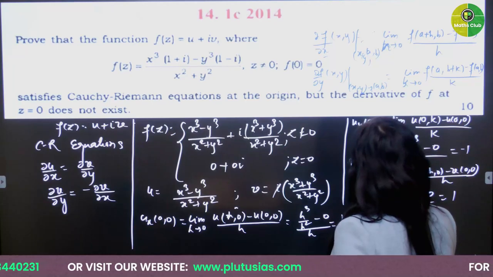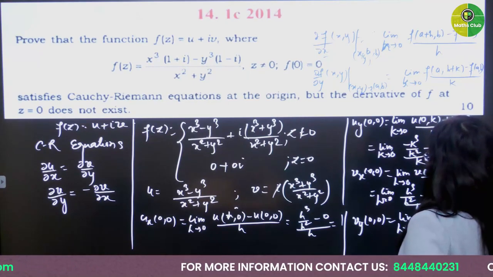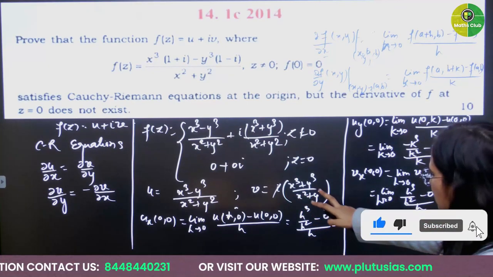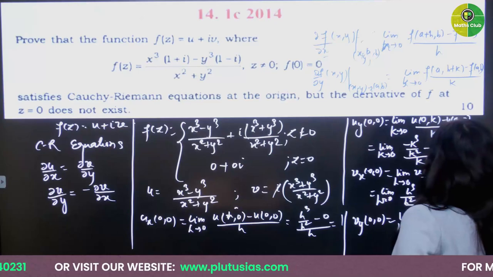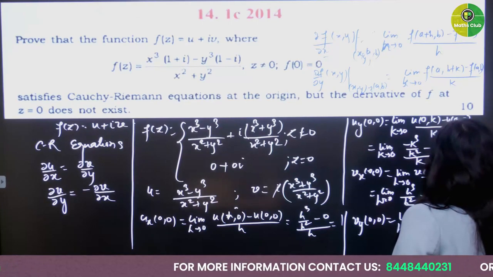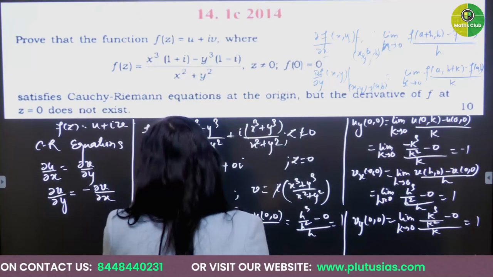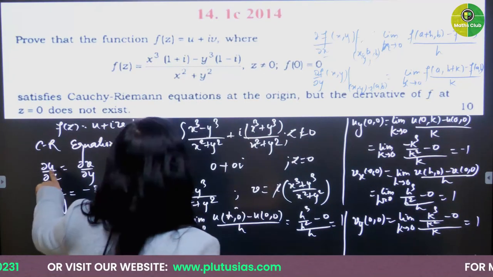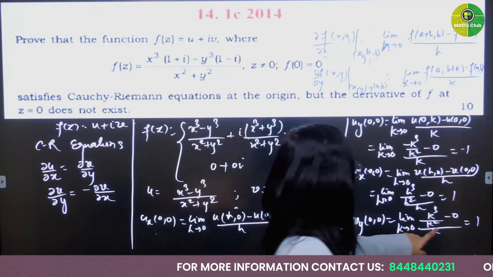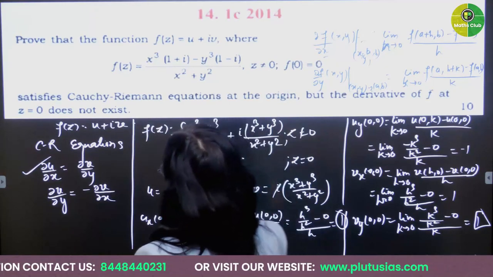Then we need to find out v_y at (0, 0). That would be the limit as h, no, k approaching 0, because you are changing y, and if y is being changed, then here you would get k cube divided by k square, minus 0, divided by k, and that is 1. Now we need to check whether u_x is equal to v_y. u_x is equal to 1, and v_y is again equal to 1, hence this is satisfied. Yes, u_x is equal to v_y, and both are equal to 1.